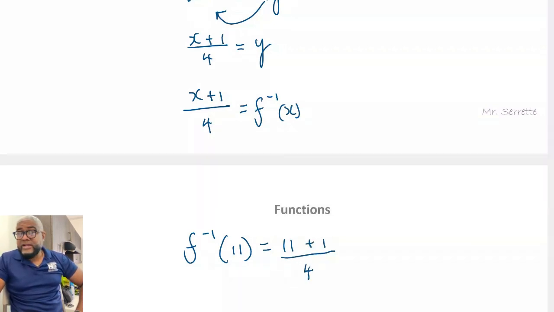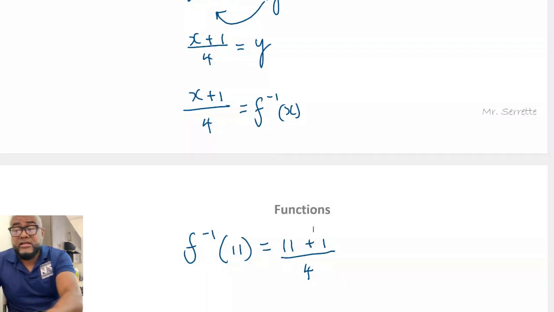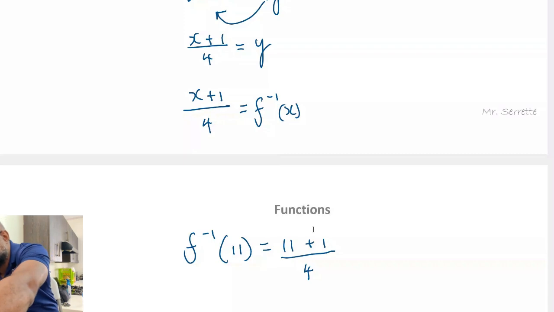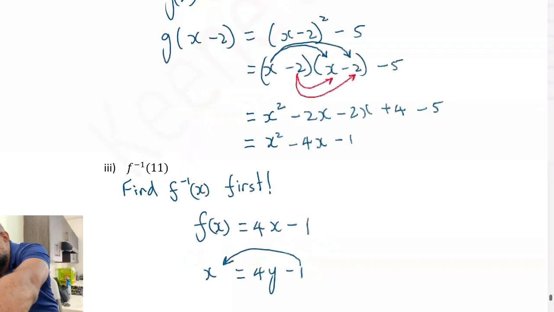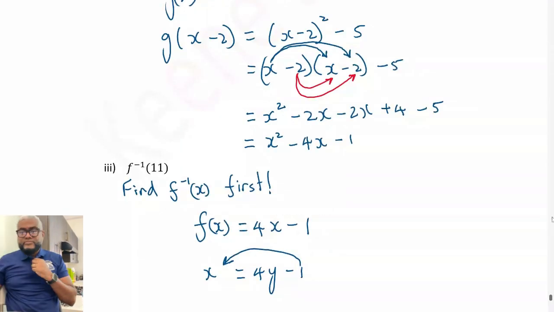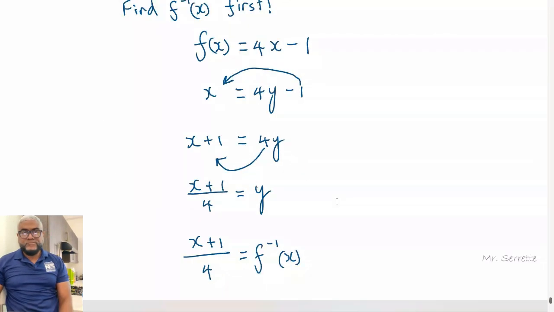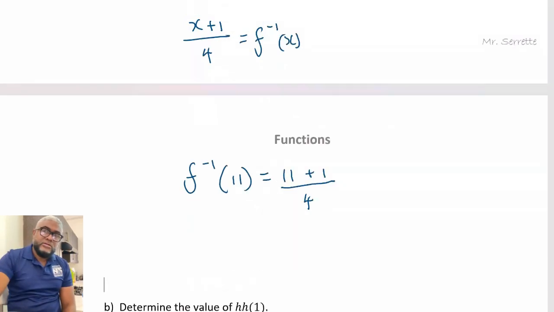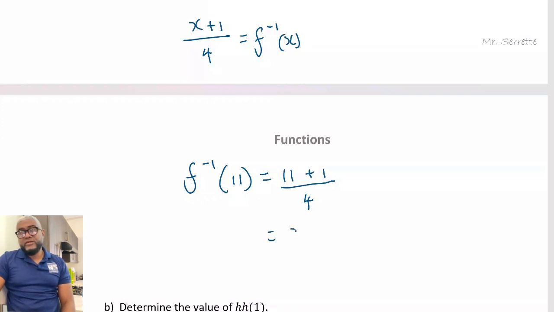Right? X plus 1. 12. 12 divided by 4 is 3. So f negative 1 of 11 is equal to 3.